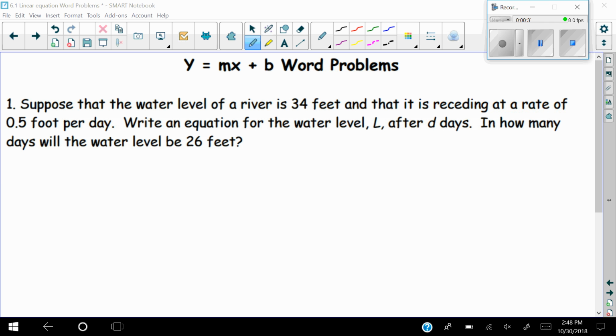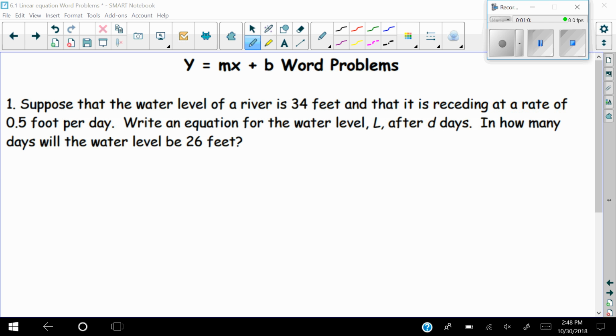So here it says, suppose the water level of the river is 34 feet and it's receding at a rate of 0.5 feet per day. It says, write an equation for the water level L after D days. And how many days will the water level be 26 feet? All right, so let's take a look.